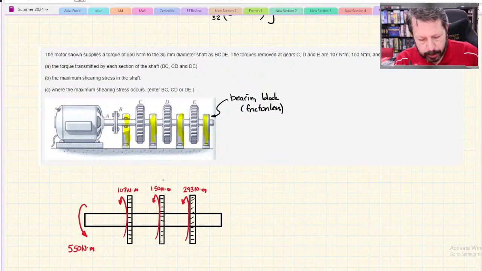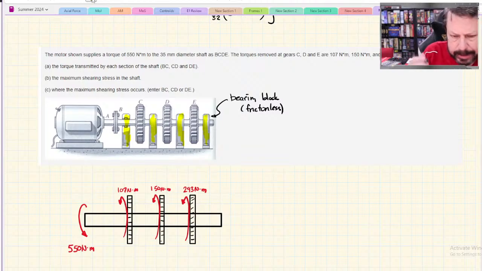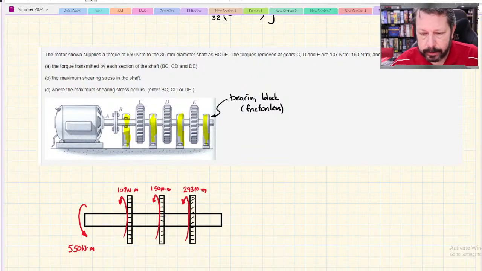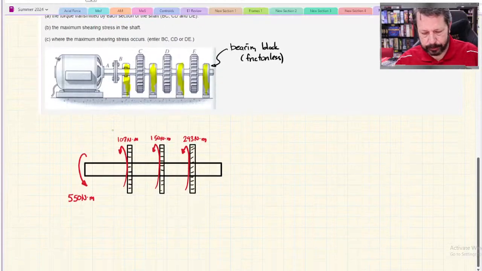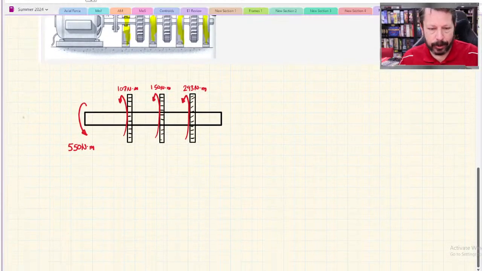This particular problem doesn't ask me to draw a torque diagram, but it does ask me in a roundabout way to do that. It does say tell me the torque in these different sections, BC, CD, DE, which would generate a torque diagram. But let's draw a torque diagram just so you kind of know what it means.